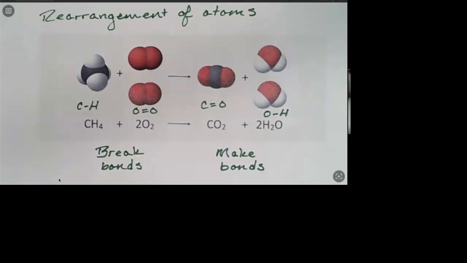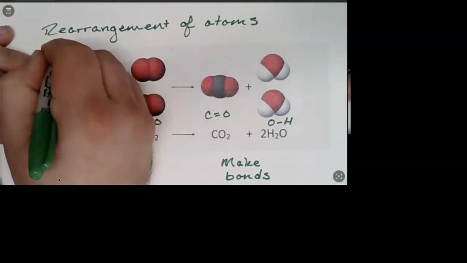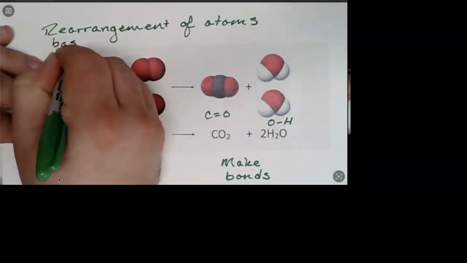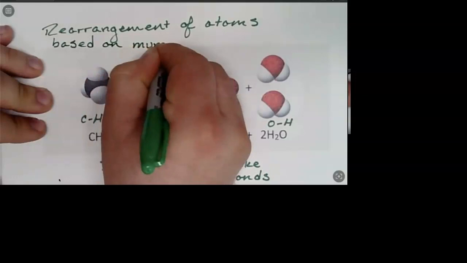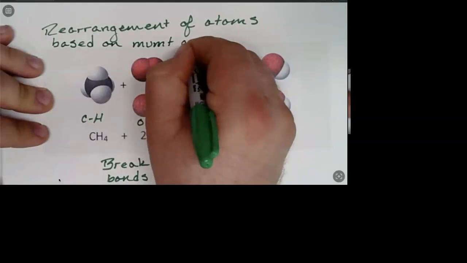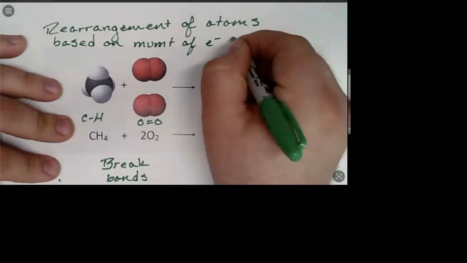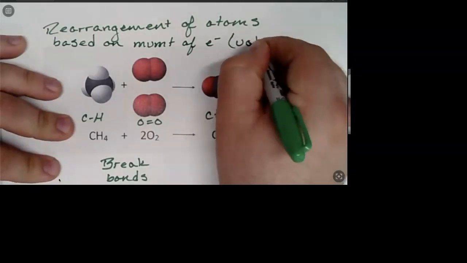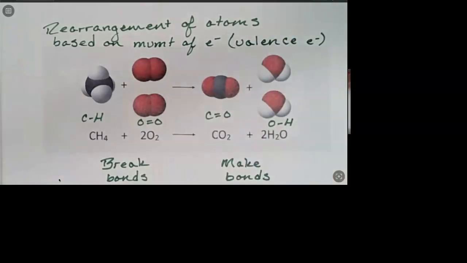Okay. So the rearrangement of atoms is based on the movement of electrons, which by the way, MVMT is the abbreviation for movement. Movement of electrons. More specifically, valence electrons.